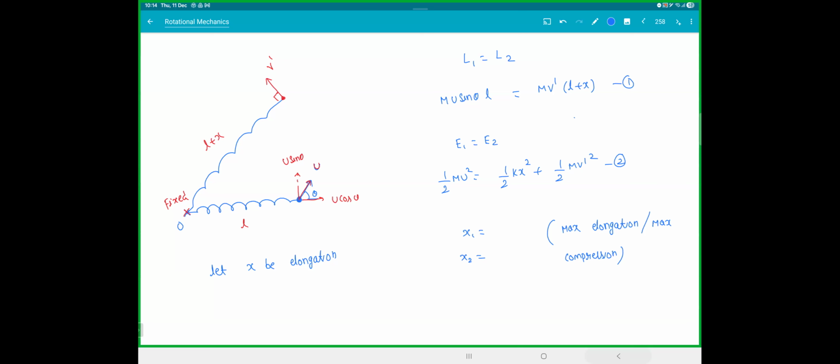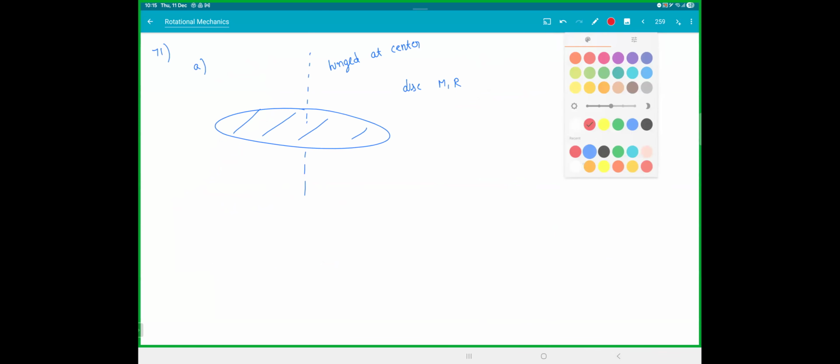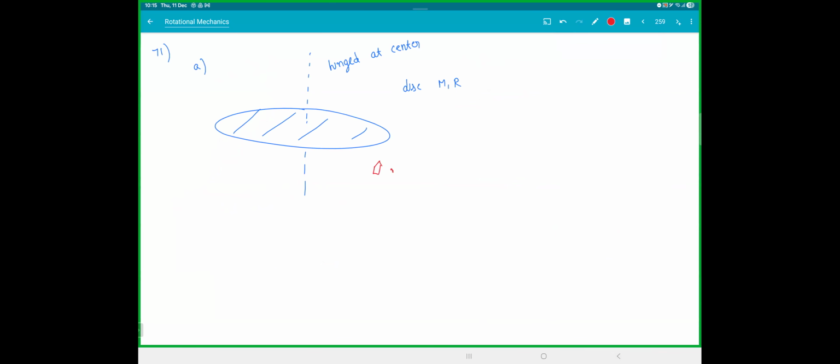Let's see one more. Last one. I'll do an easy one. Let's say we have a disk of mass M and radius R, hinged at the center. A bullet of mass small m goes with speed u, hits it tangentially and gets stuck.